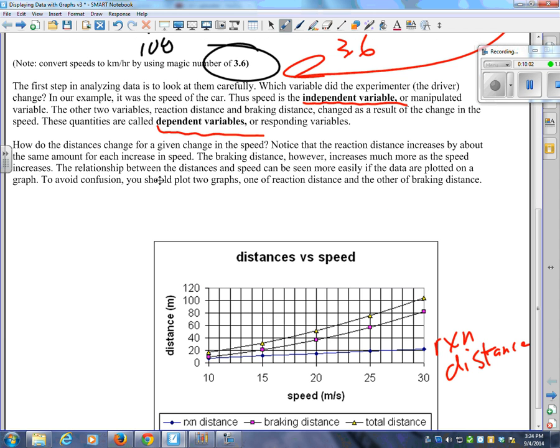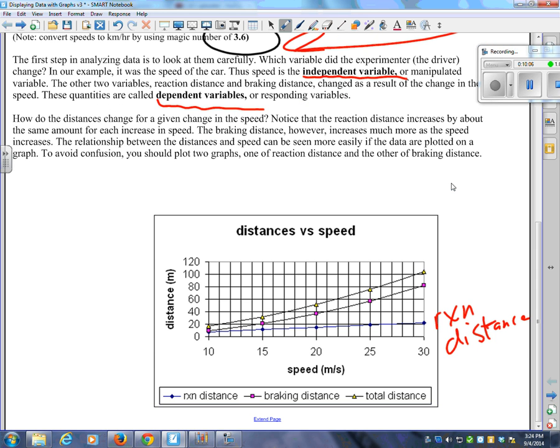To avoid confusion, you should plot two graphs, one of reaction distance and the other of braking distance. So this one here is the braking distance. And this one here is the total. And they got the total by adding the two together.